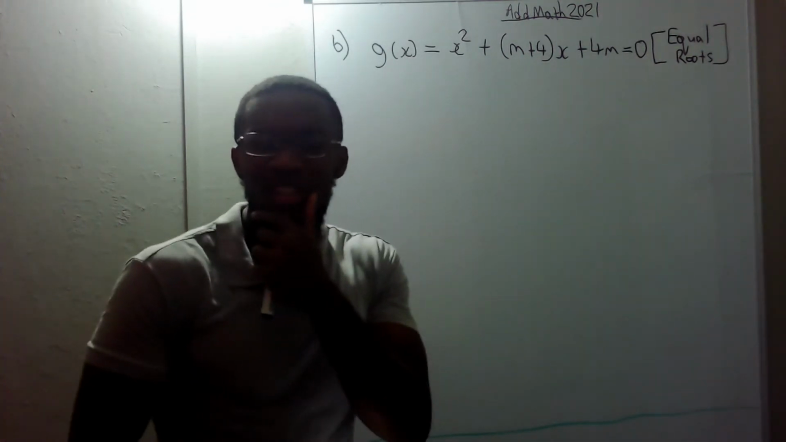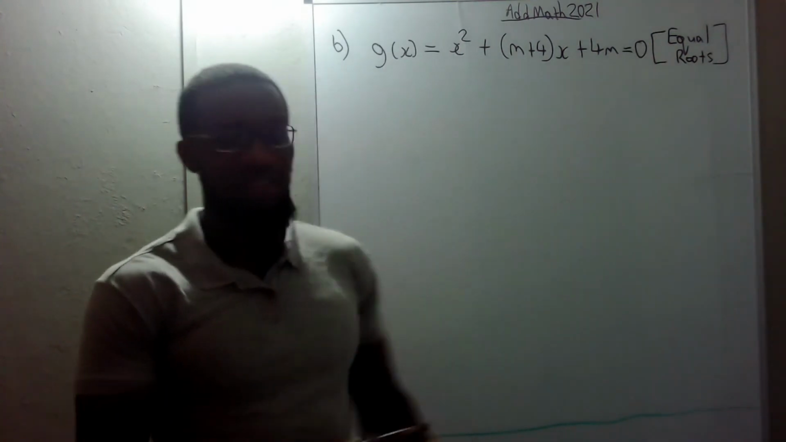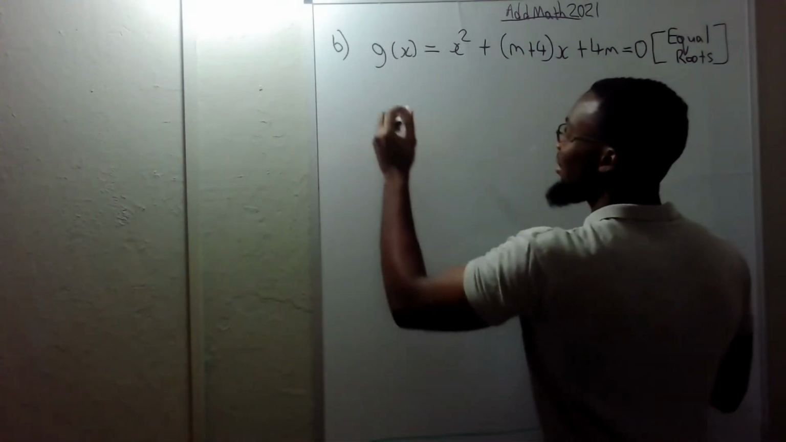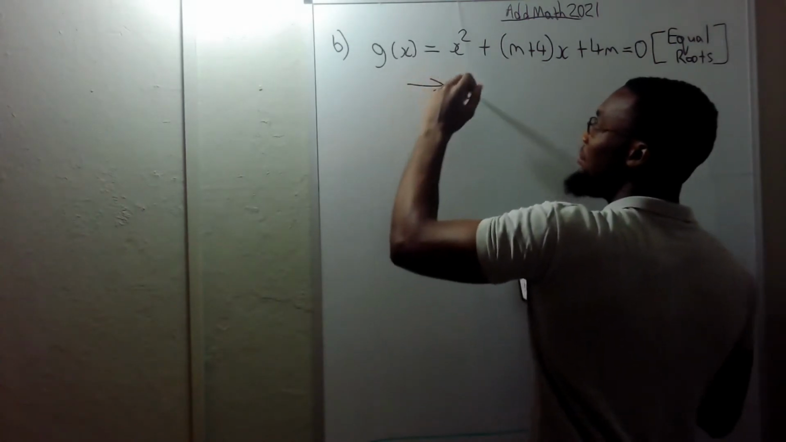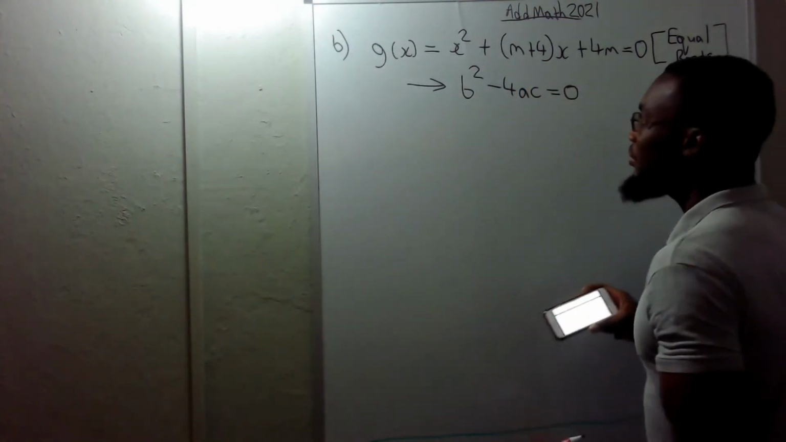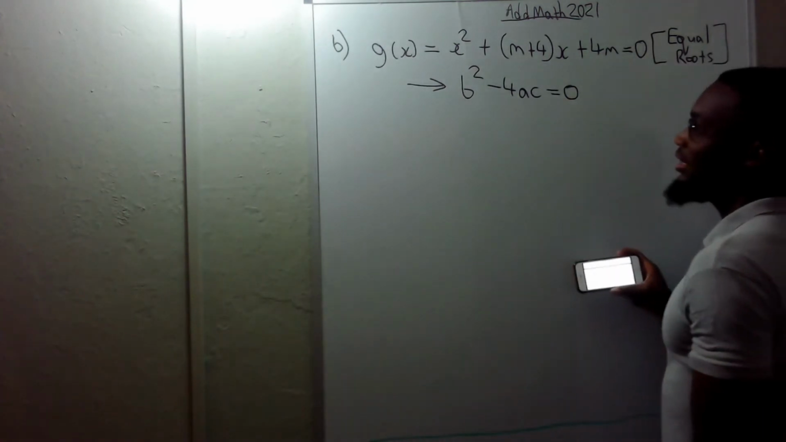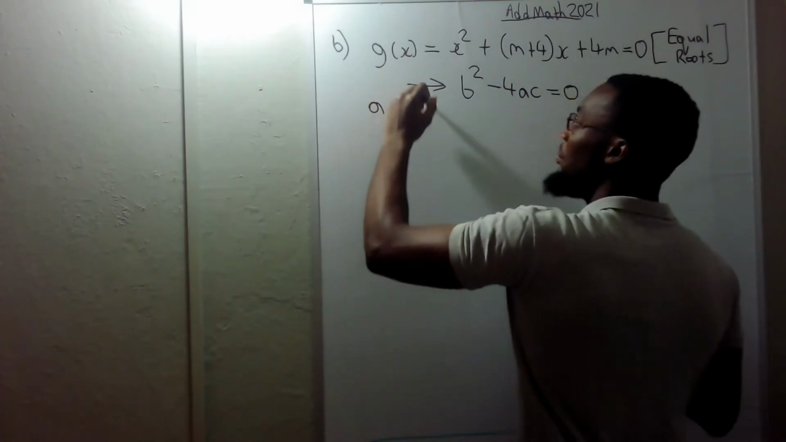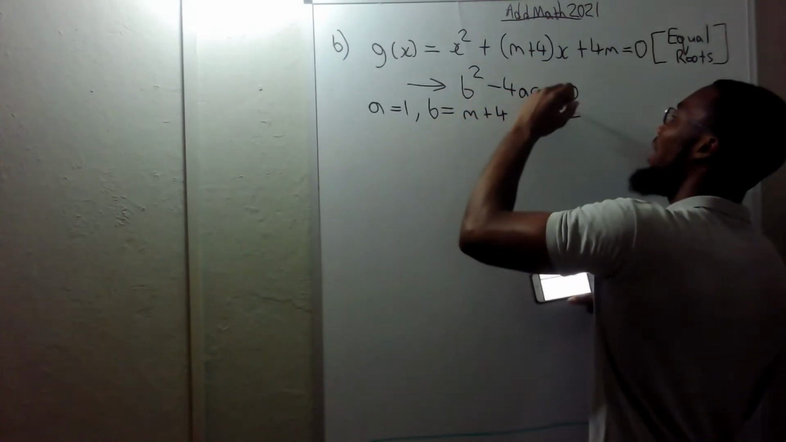So how are we going to do this? Well, no worries, this is easy, guys. We just need to remember discriminants. Remember, discriminants tell us that if the roots are real and equal, then that implies b squared minus 4ac equals 0. Now all you need to do is look at the coefficients and write down what is the a. So I love to write down what is my a. A is 1, b is m plus 4, and c is 4m.